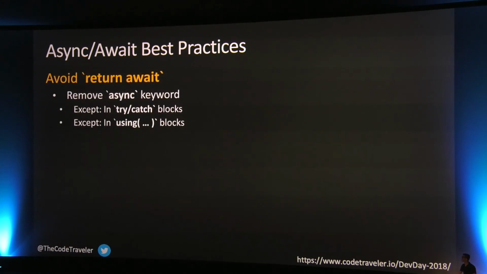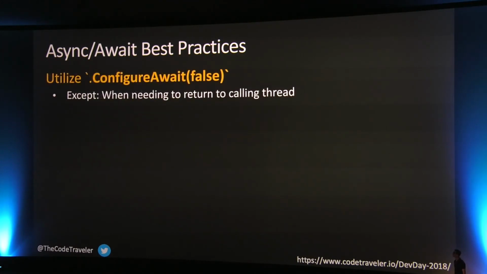Avoid return await. Now it's not always bad, because if you're in a try-catch block or if you're in a using block, we still want that await keyword. If you rip it out of those scenarios, weird things are going to happen. But if you're not, and the only place in the method where you're calling the await keyword is in the return statement, rip it out. We'll save the overhead from creating that compiler-generated class, and we don't have to switch threads, so we save a little performance on the context switching.